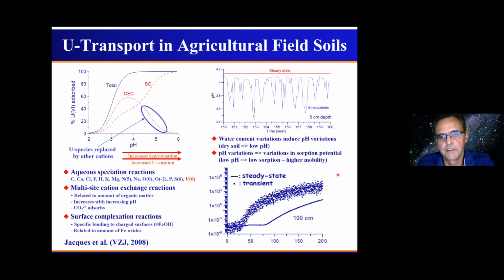And you can see here from this graph that for the transient simulation, pH will become quite variable. It'd be changing between 3.4 and 4.2. From this graph, you can see that the mobility of uranium will be quite dramatically different for these different pHs. And then you can obviously expect that we would obtain very different breakthrough at 100 centimeters when we consider steady state, and that means constant pH, or transient simulations, that means variable pH.